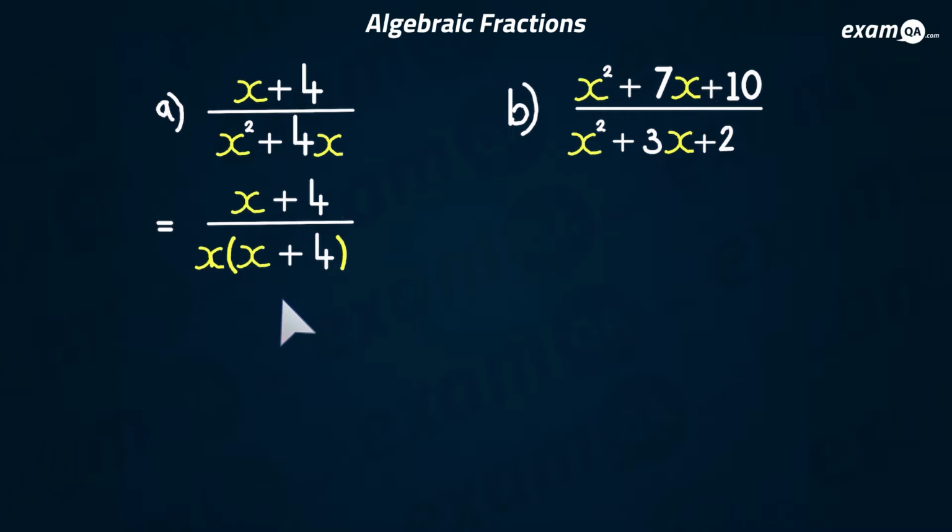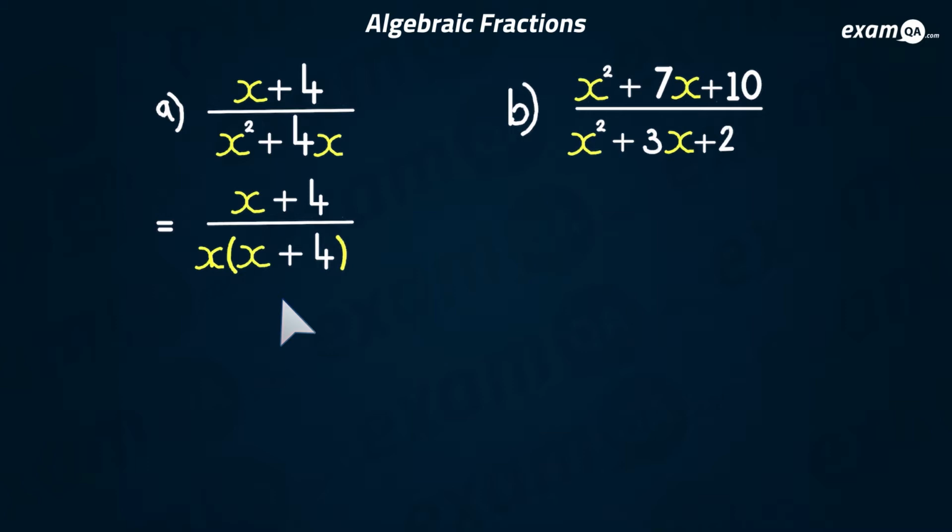Remember, you can cancel down fractions and it doesn't change the fraction. But when you're cancelling down, what are you doing? You're dividing the top and bottom by the same number. You're not adding numbers from the top and bottom, and you're not subtracting numbers from the top and bottom. You're not allowed to do that.